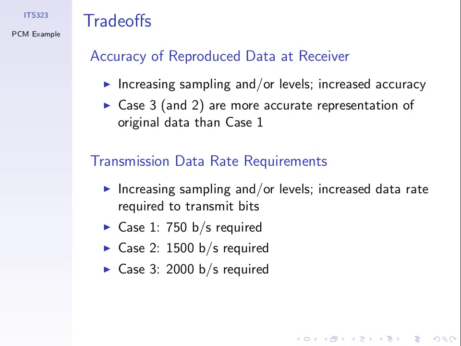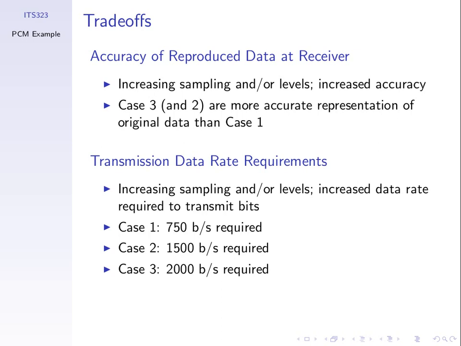Those data rates are listed here. So the 2 main issues we have: when we take samples of our analog data, we want to reconstruct that original analog data at the receiver. Ideally, it should be the same. But because we're taking samples, we cannot get exactly the same. But we want to get as close as possible. So one measure of how good this scheme is, is how accurate the reproduction of the data at the receiver is.